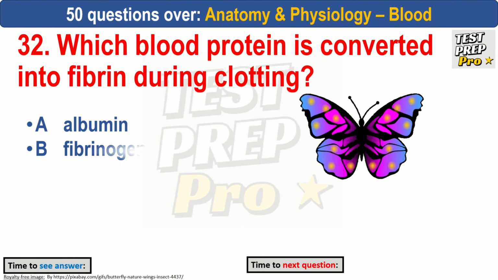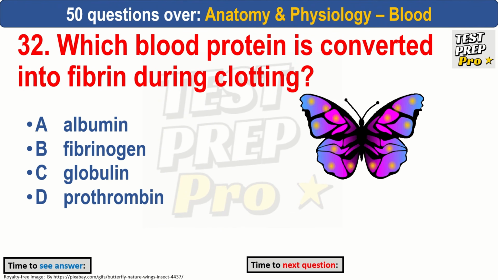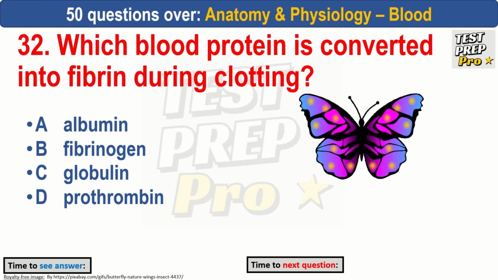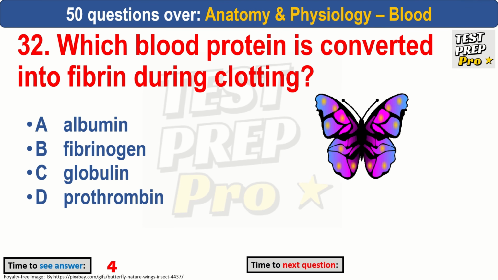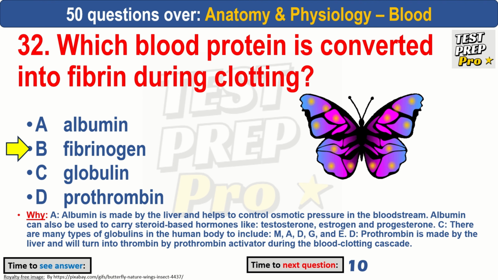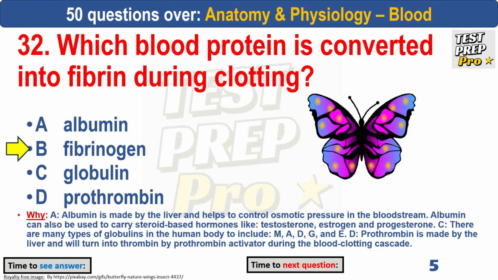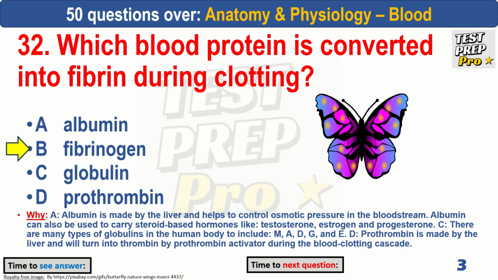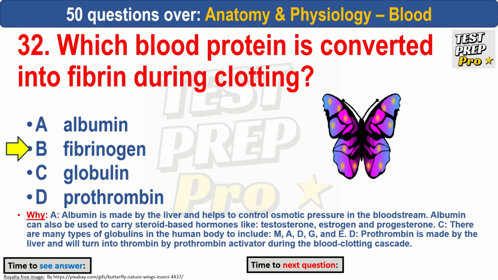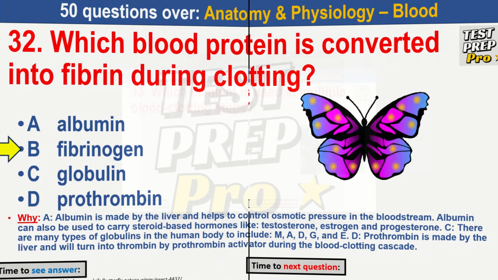Which blood protein is converted into fibrin during clotting? Is it A, albumin, B, fibrinogen, C, globulin, or D, prothrombin? So again, which one is converted into fibrin to help you? It's going to be fibrinogen. Whenever you see a word that ends in -ogen or begins with pro-, that means it's currently inactive and you must activate it.